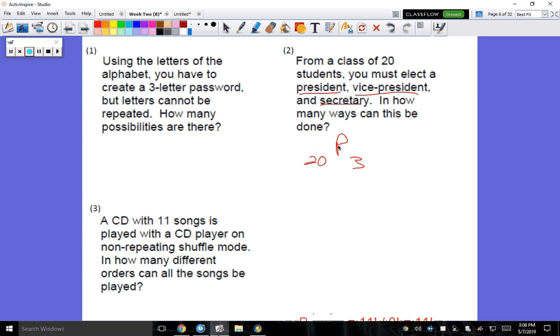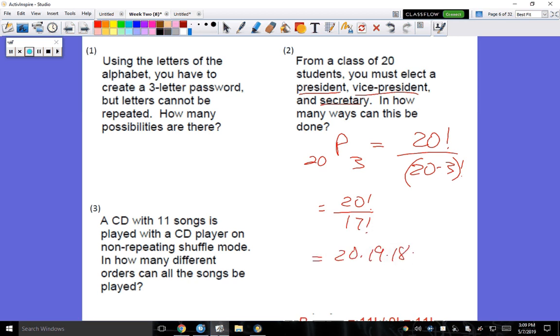So it would be the permutation of 20 choose 3. So it's 20 factorial over 20 minus 3 factorial. So it's 20 factorial over 17 factorial. And I would put 20, 19, 18, and then 17. I'm just going to group it all, so therefore I can cancel to a form of 1 right there. And it would be 20 times 19 times 18, which in this case is 6,840. 6,840 different ways.